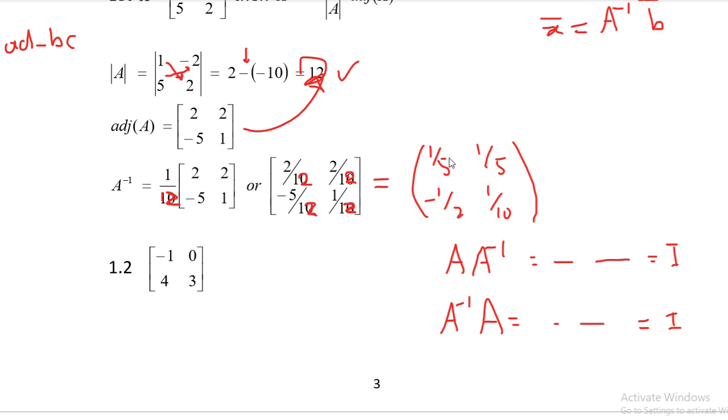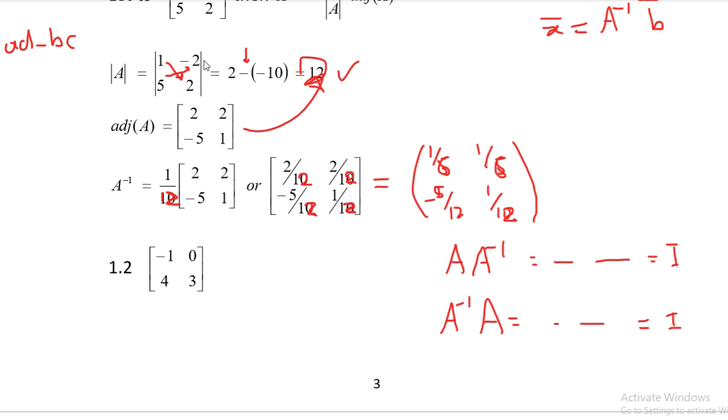So it's not 1 by 5, right? 2 by 12 is 1 by 6. And 5 by 12 cannot cancel, so it will remain 5 by 12, and this will remain 1 by 12. Now if you multiply, you should get your answer equal to 1. So see, 1 into 1 by 6 plus 10 into 5 by 12, so 10 by 12 plus 2 by 12 is 12 by 12, which is 1.